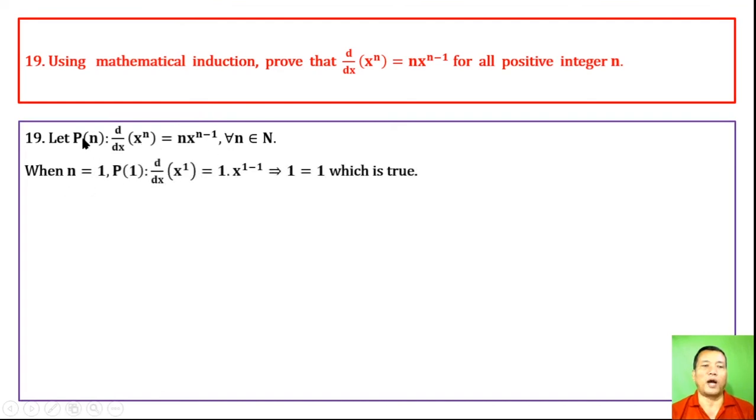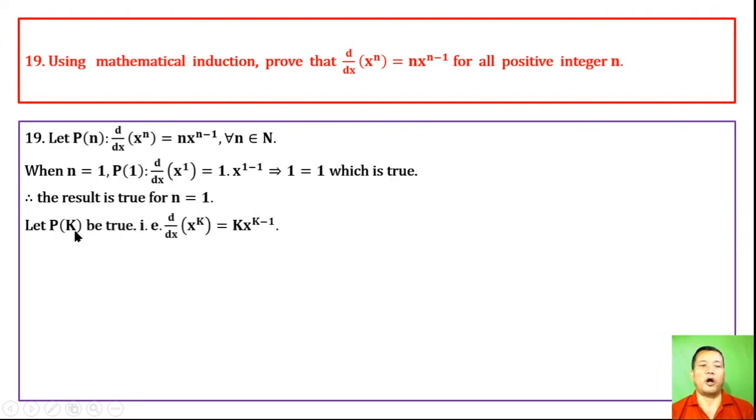When n equals 1, P(1) says d by dx of x to the power 1 equals 1 times x to the power 1 minus 1. The derivative of x is 1, so 1 equals 1, which is true. Therefore, the statement is true for n equal to 1.